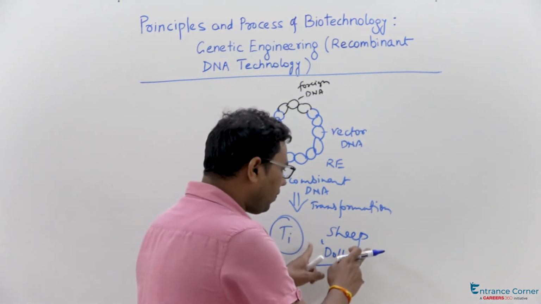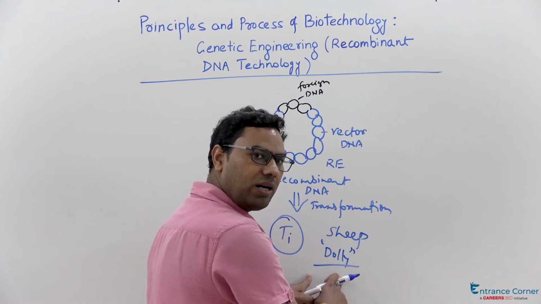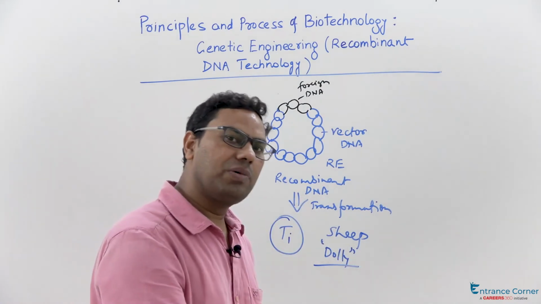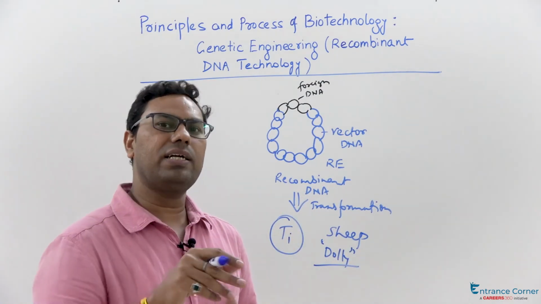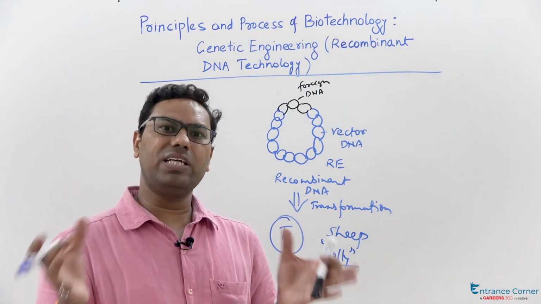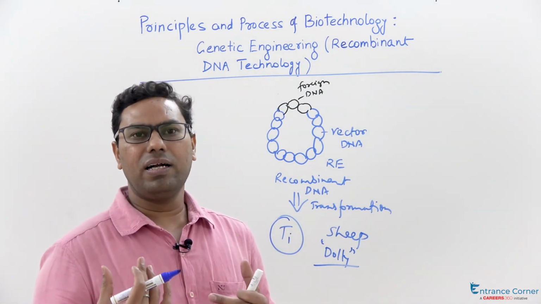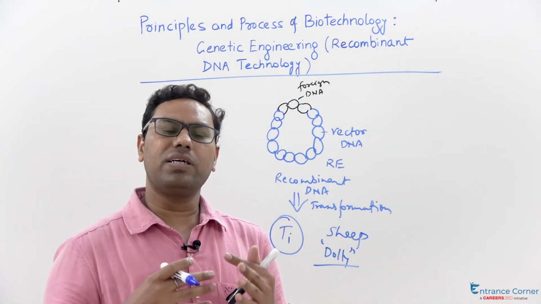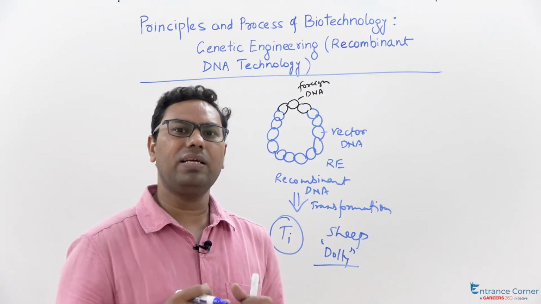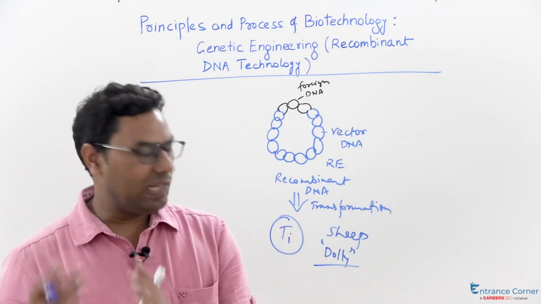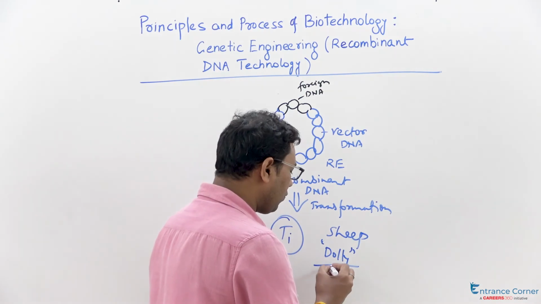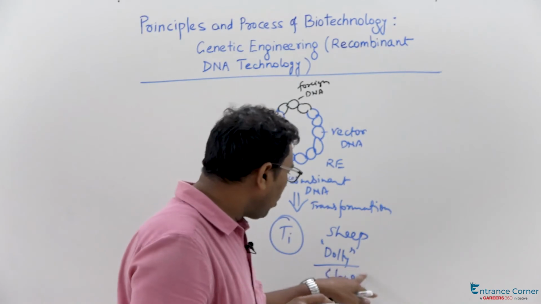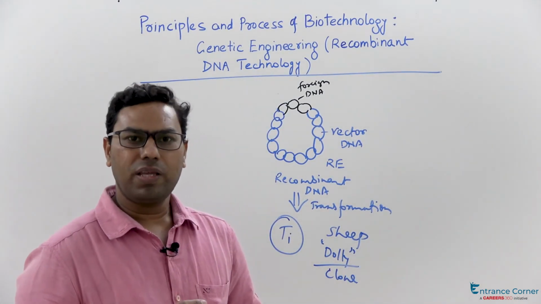So without a father, Dolly was born because the cell was enucleated and injected with a nucleus carrying the genetic material, which has the ability to differentiate as well as replicate, and then ultimately a new individual is formed in the form of a clone. Why was the word clone utilized? Because Dolly was exactly similar to her mother.